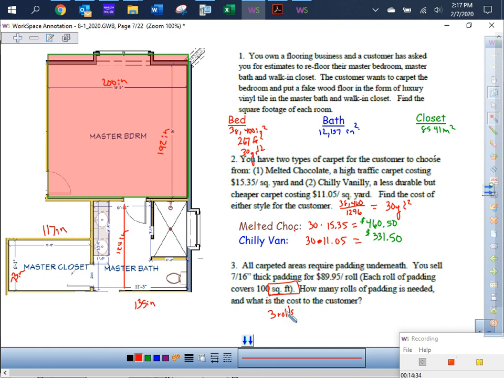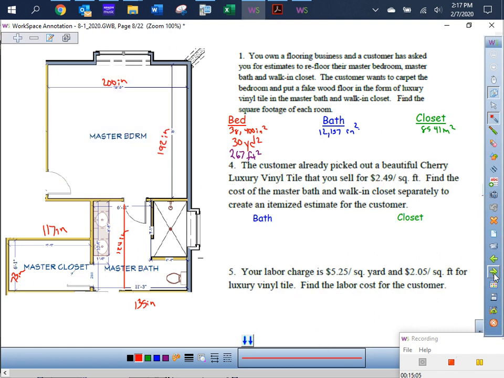right? 2 rolls wouldn't be enough, so we need 3 rolls times the $89.95, and we can punch that in and get ourselves a juicy $269.85. So just when you thought you were getting off scot-free, you have to pay for all the padding underneath. If you don't have padding underneath your carpet, it hurts your feet. It's not very comfortable. So that's how much that would cost for the customer. It doesn't matter what carpet they chose, they have to put the padding underneath, so they're paying this.